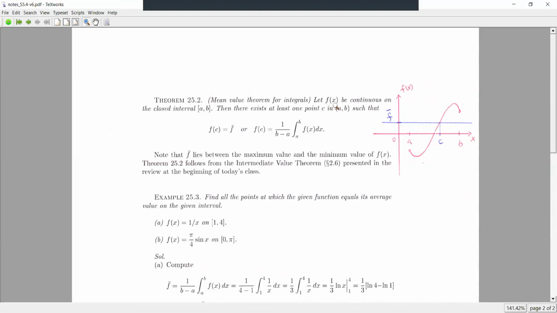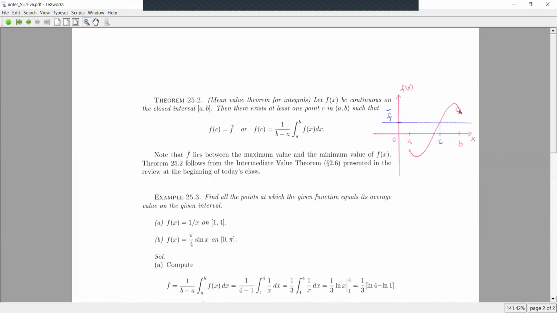This function f has many function values over the interval AB. Now, I take an average of those function values. The average function value clearly is between the maximum function value and the minimum function value. Suppose the average function value is here at this point. Now, through this point, I draw a horizontal line.